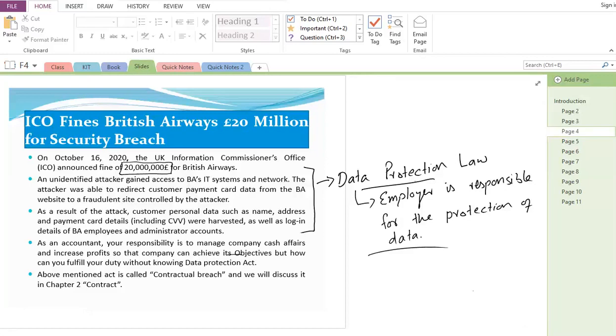So as an accountant, we should be familiar with the relevant laws in which the company is working, and the environment and the industry in which the company is prevailing. So it is very important to have a good understanding of laws and regulations. So this is what we are going to study in chapter 2, that is contract law. So that is why it is very important and it is taught to you at this level.